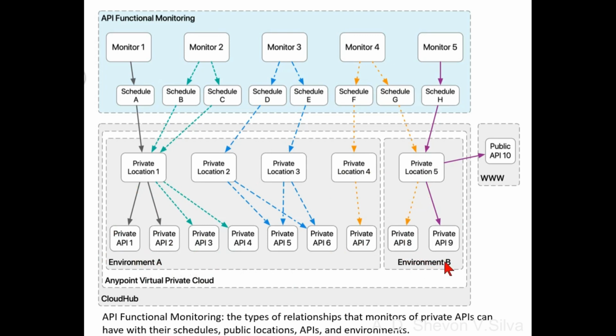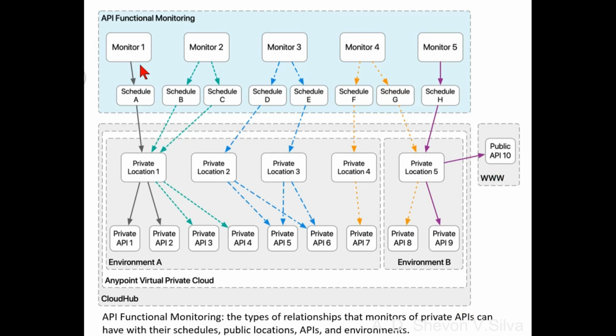Here environments A and B are in Anypoint Virtual Private Cloud, and Anypoint Virtual Private Cloud is in CloudHub, and here public API 10 is in the World Wide Web.